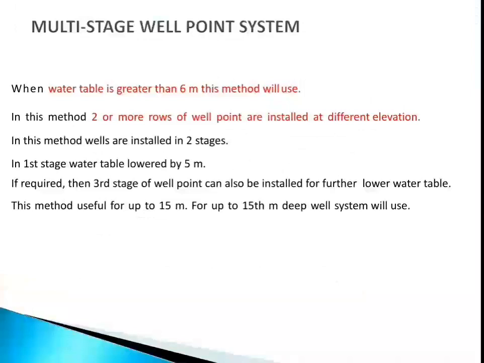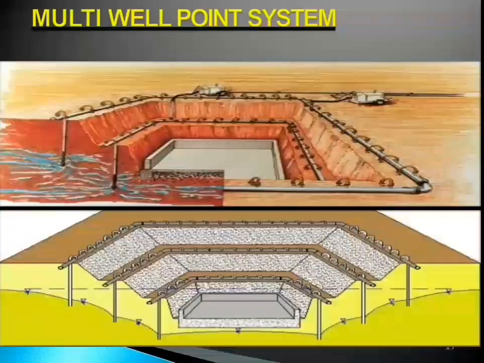In this method, wells are installed in 2 stages. In the first stage, the water table is lowered by 5 meters. If required, a third stage of well points can also be installed for further lowering of the water table. So in each stage, the water table is lowered by 5 meters. We can see the schematic diagram of the multi-stage well point system.